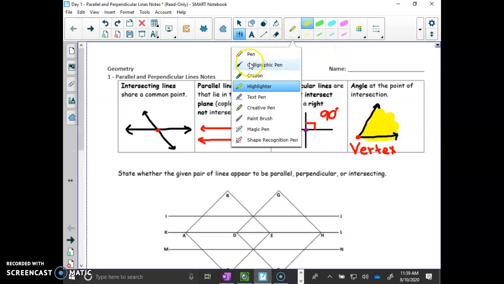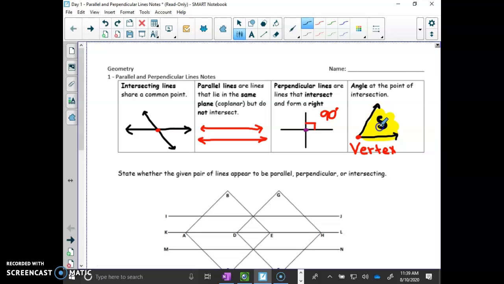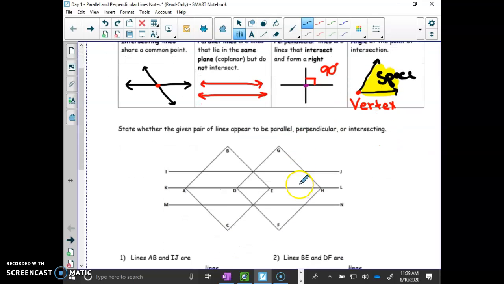Okay, space. All right, so an angle is a space, almost like a plane. Okay, it's a two-dimensional space.